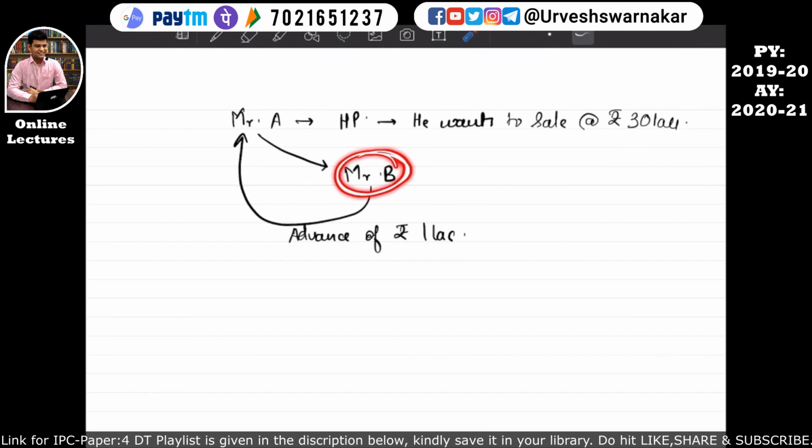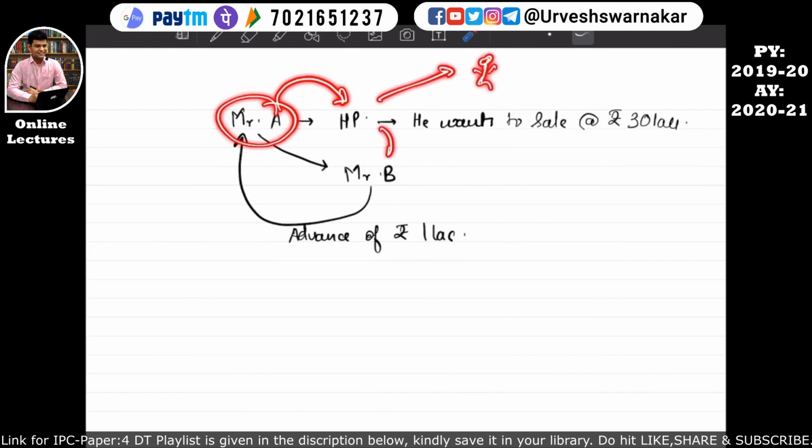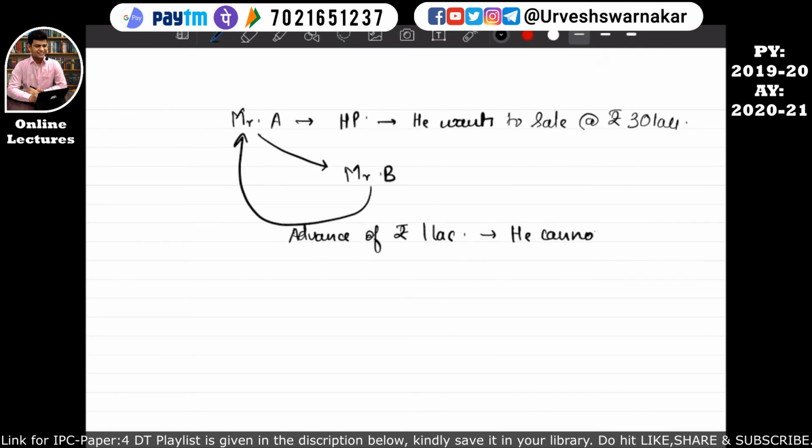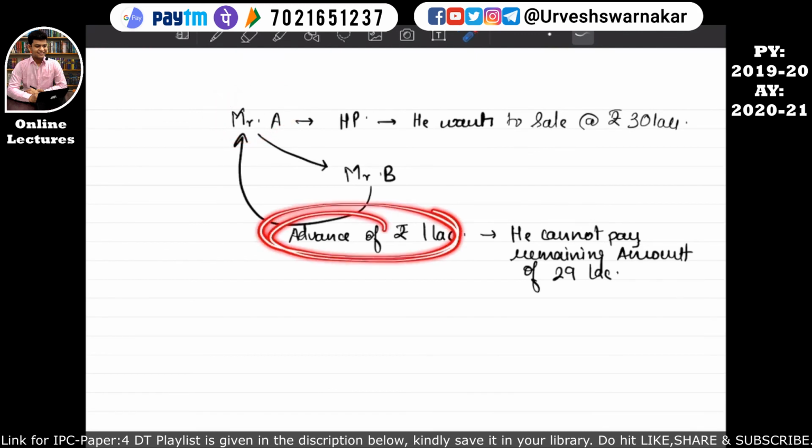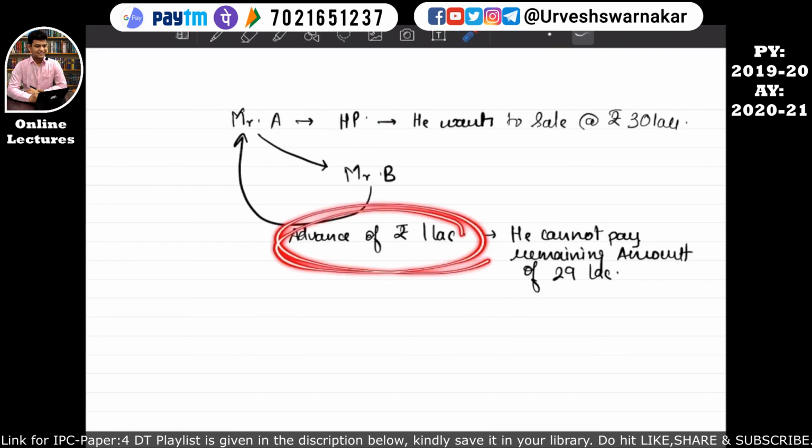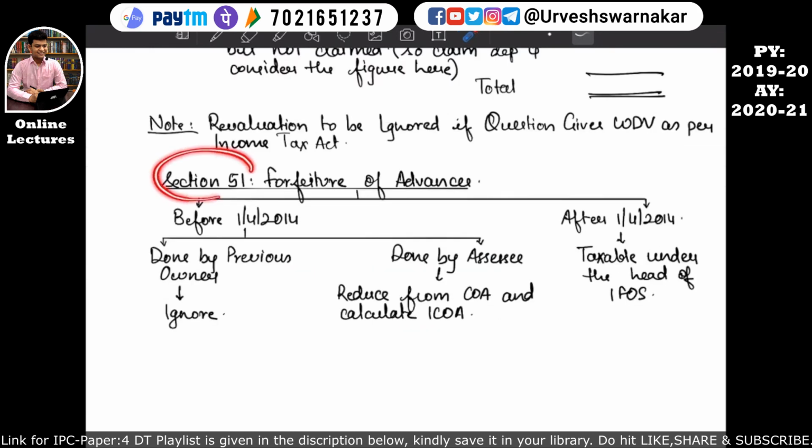And he made an agreement with Mr. B that he will not sell this house property. That means Mr. A will not sell this house property to any other person other than this B. Okay, but after some time, Mr. B came to Mr. A and told him that he cannot pay the remaining amount of 29 lakhs. So what does Mr. A do? Mr. A forfeits the entire advance of rupees 1 lakh. What does forfeit mean? He will not return this advance of rupees 1 lakh to Mr. B. So if the assessee, that means Mr. A, is forfeiting the advance that he has taken for the sale of the house property, then what will be the treatment as per the Income Tax Act? Will it be considered as income or what? That is what is given over here in this section, that is section 51, forfeiture of advance.